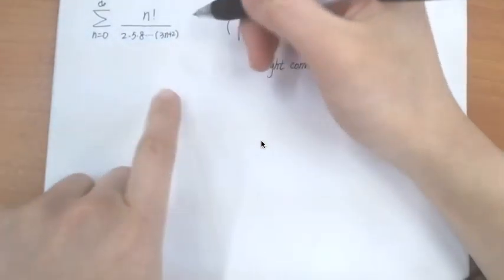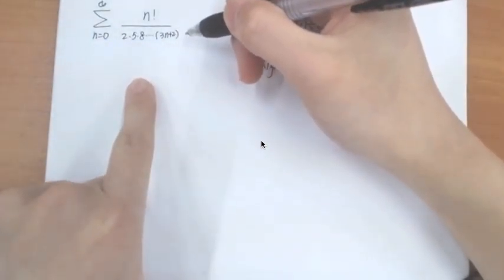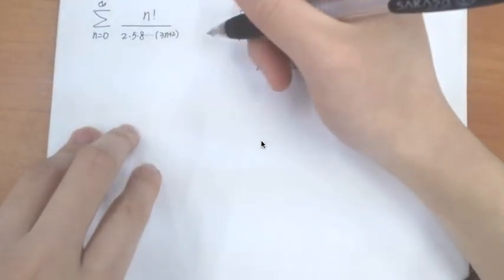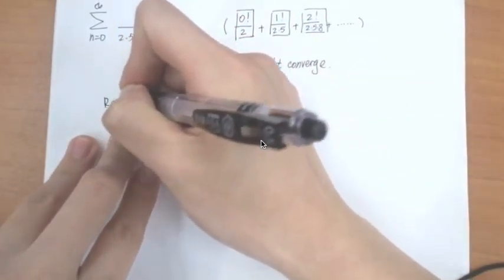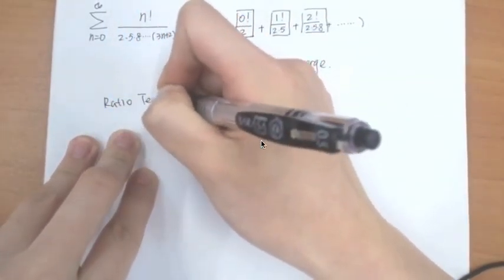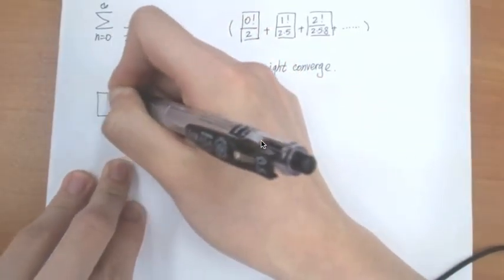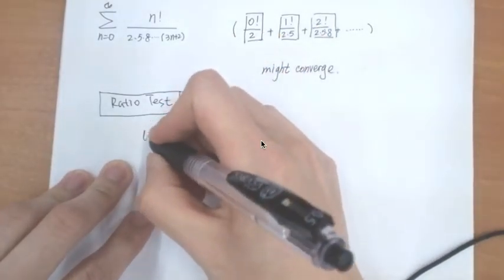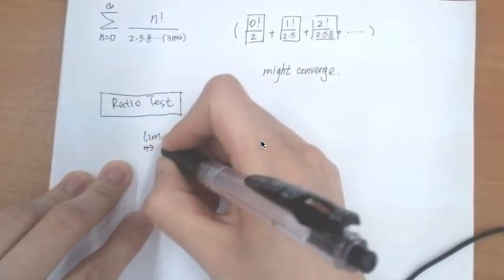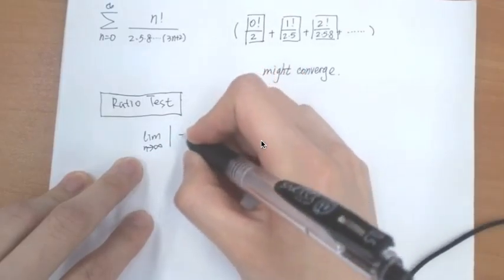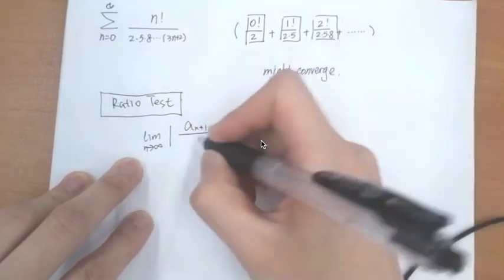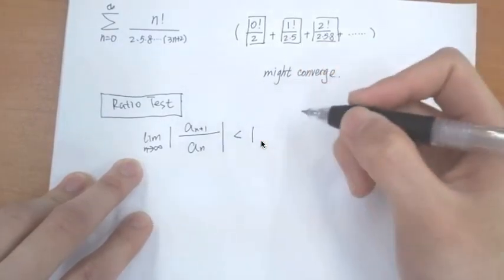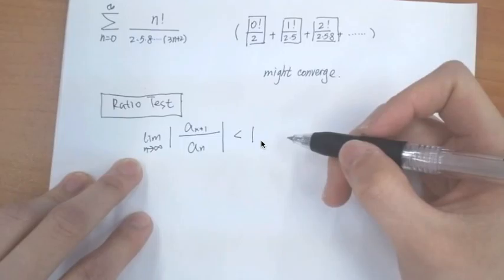These series terms are very easy to cancel out, so we are going to use the ratio test to test if this series is convergent or not. The ratio test basically says that when the limit as n approaches infinity of the absolute value of a(n+1) over a(n) is less than 1, then the original series converges.